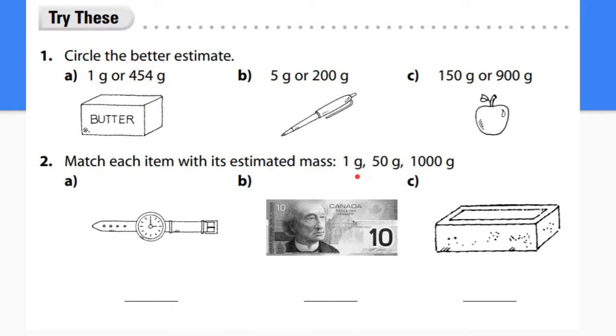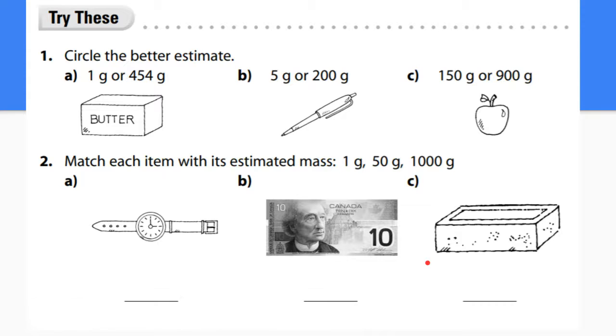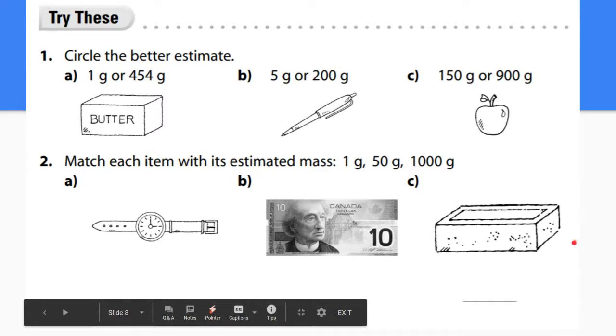So 1 gram is the lightest. Let's say this is a watch. This is a $10 bill in Canada. And this looks kind of like a box filled with something. Not too sure what's in that. Maybe it's a heavy box.